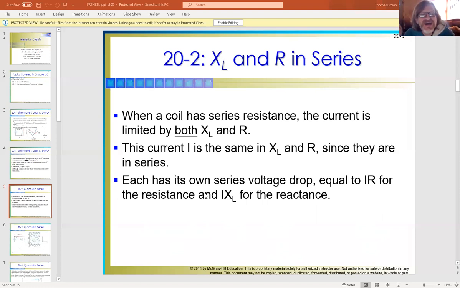So this current is the same in the inductive reactance and in the resistance, since they are straight in series, right? And that was something that was interesting. That's why I actually liked putting that lab out to you guys last Thursday. So we actually got to see how this works.